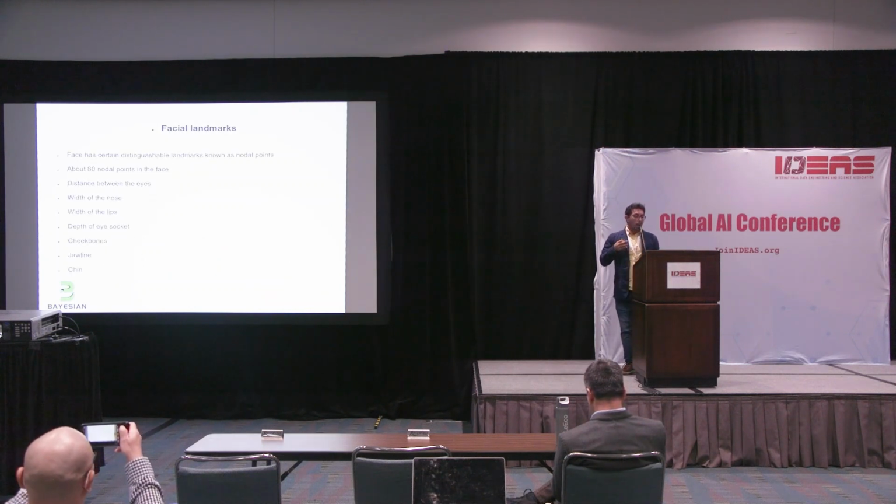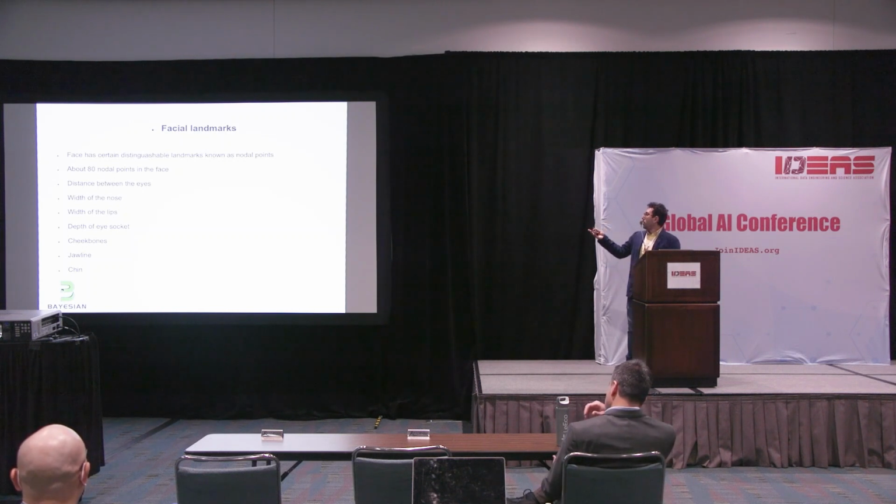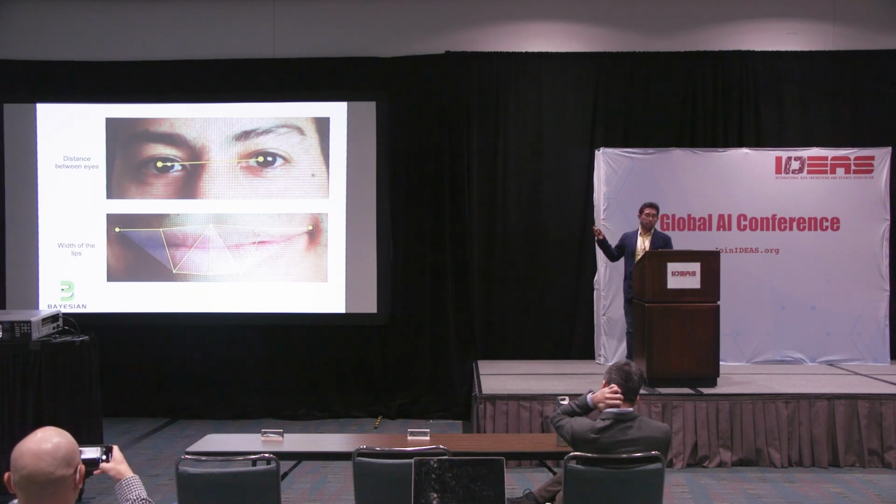So in order to know how it is actually working, what kind of features or information it is using, we have around 80 different nodal points in the face that we can actually use for facial recognition. Some of them are like distance between the eyes, the width of the nose, the width of the lips, the depth of the sockets of the eyes, and you can see the other ones, the jawline, chin, and you can find much more. So there are 80 of them. I just give you some examples here. You see the distance between eyes and the width of the lips. So the model, when it's learning, is trying to learn all these features at the same time.